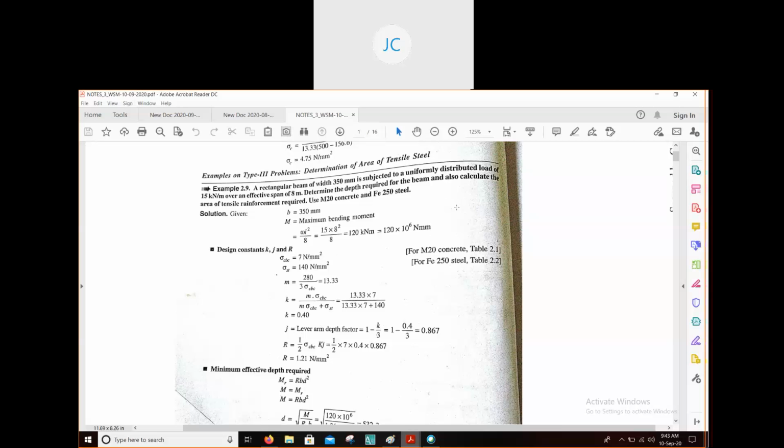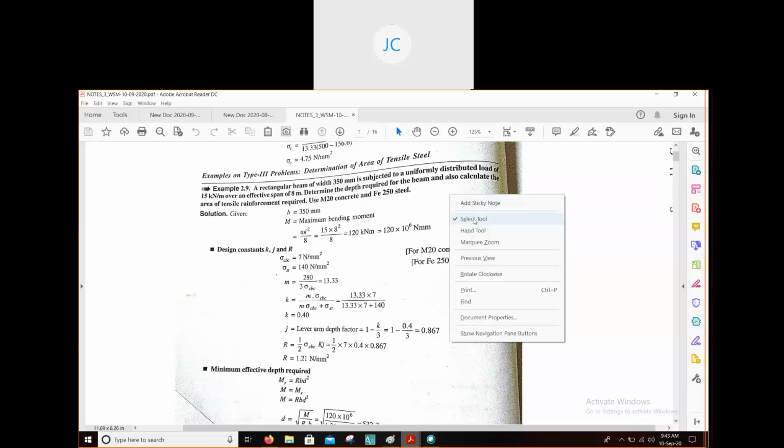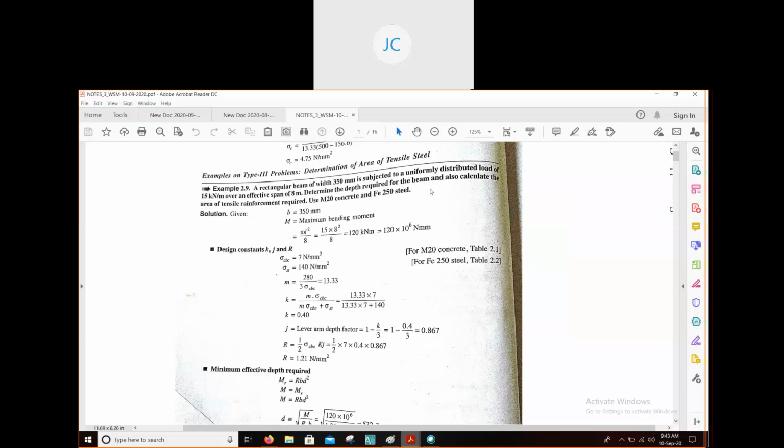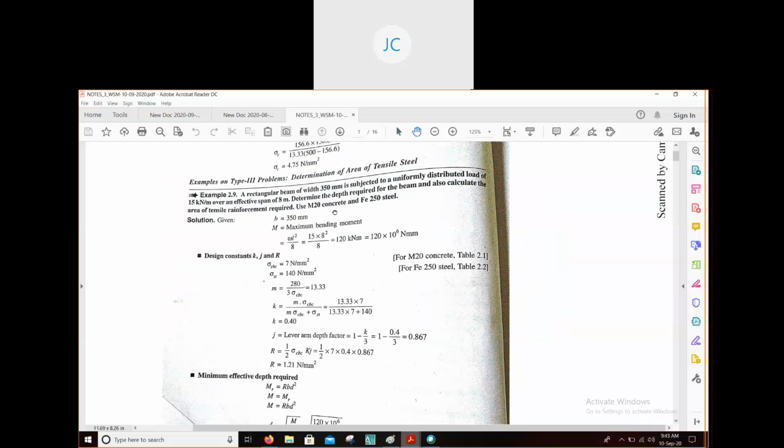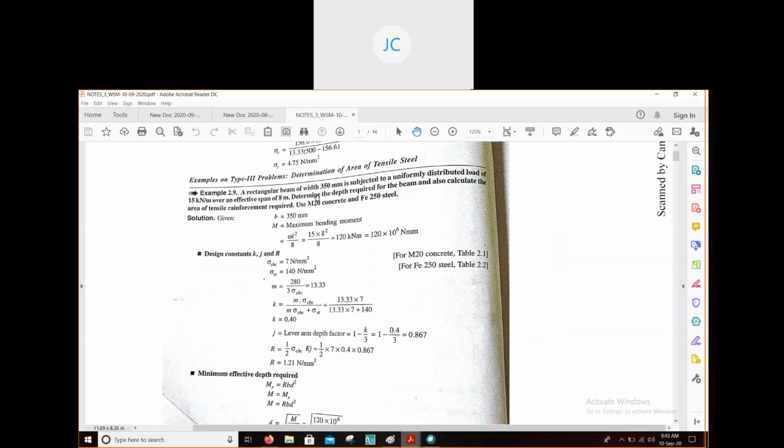Okay, so just read the question. In this question, a rectangular beam of width 350 millimeter is subjected to a uniformly distributed load of 15 kilonewton per meter over an effective span of 8 meter. Determine the depth required for the beam and also calculate the area of tensile reinforcement required. M20 and Fe250 steel we have to use.